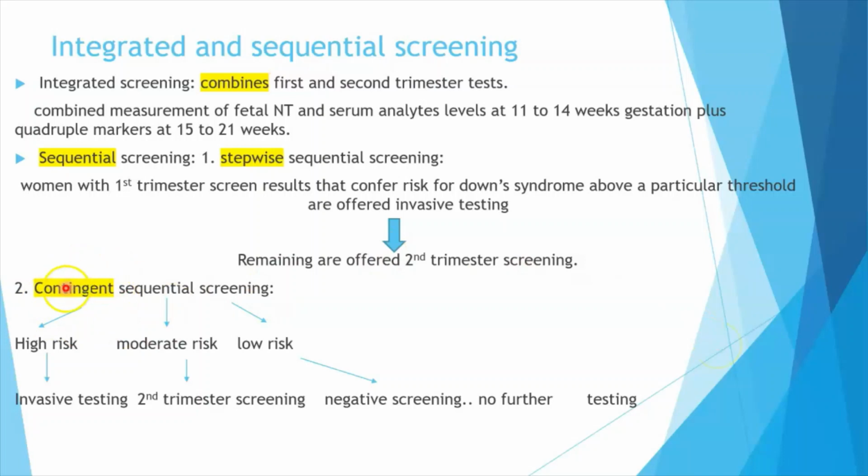What do we do in contingent sequential screening? The patients are divided into three groups: high risk, moderate risk, and low risk. High risk group is offered invasive testing. Moderate risk goes for second trimester screening, and low risk they have negative screening, so there is no further testing.